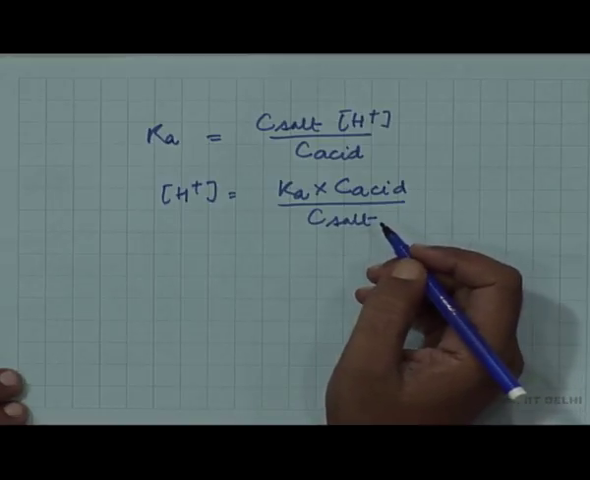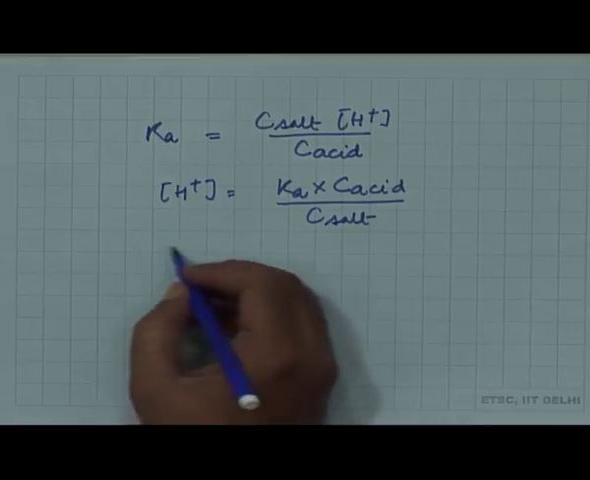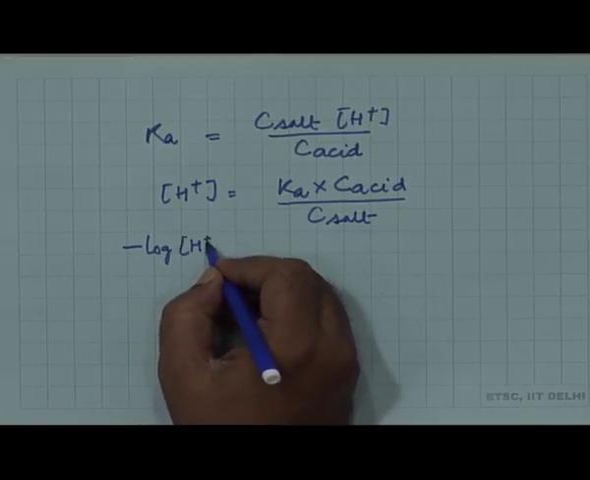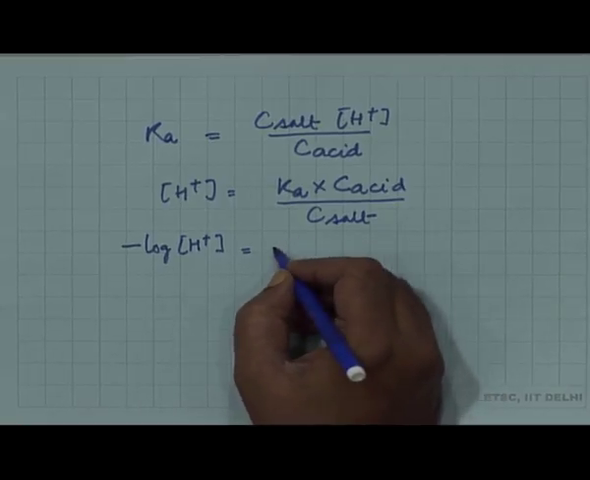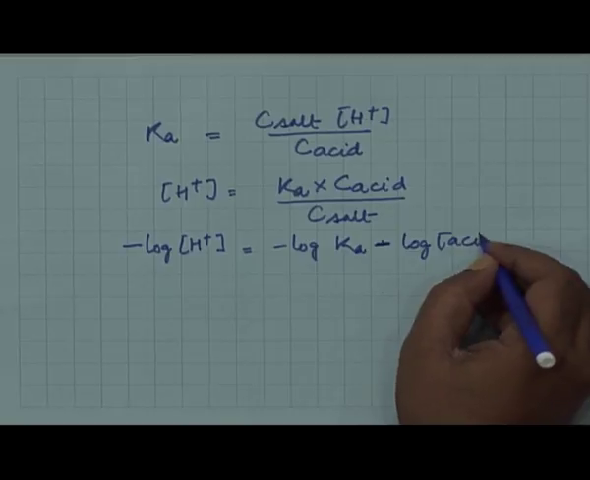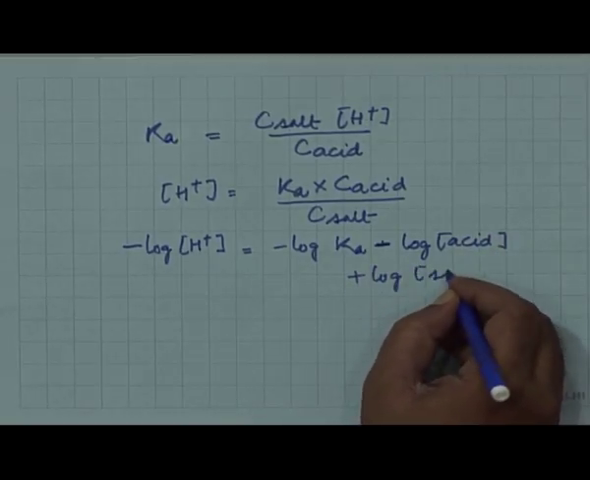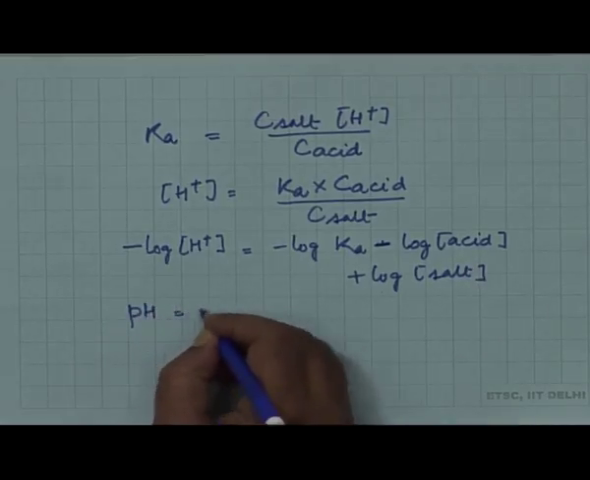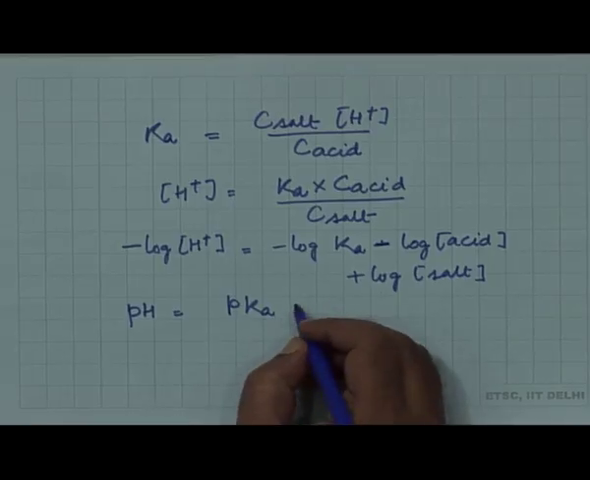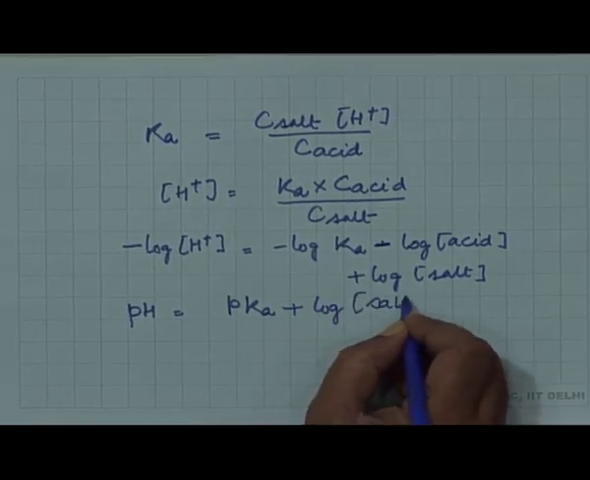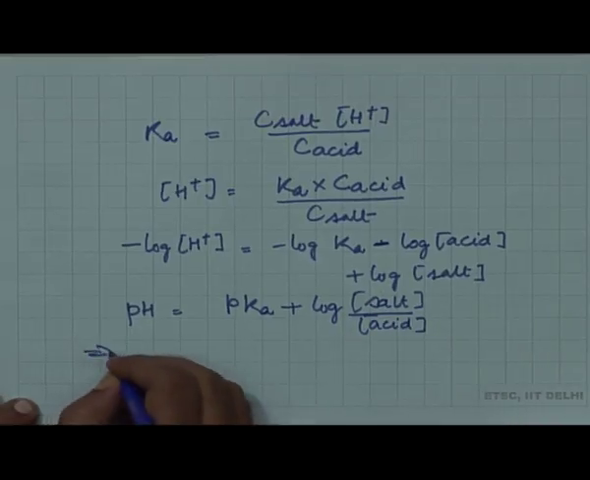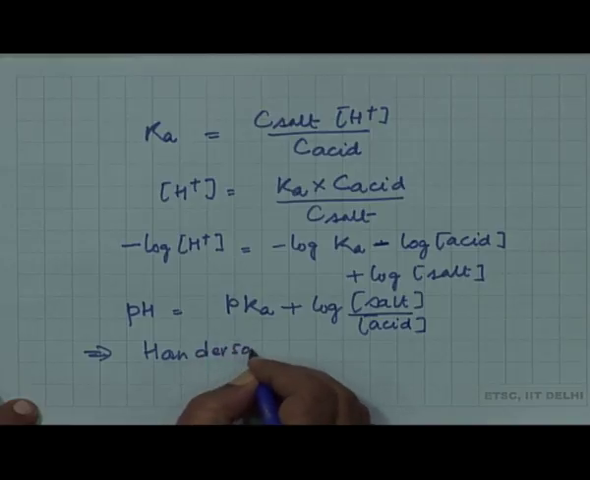Okay. So, pH is equal to minus log H plus, which is equal to minus log Ka minus log C acid plus log C salt, and this is pH equal to pKa plus log of salt by acid, and this is the famous Henderson-Hasselbalch equation.